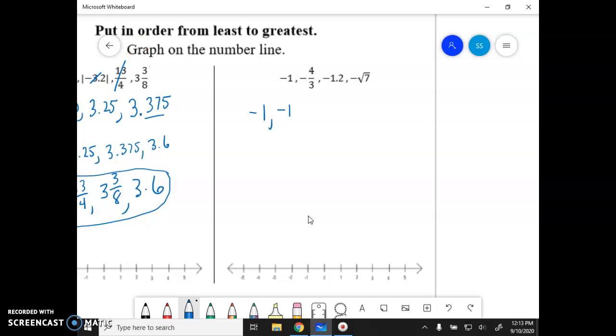So we get 1.33, and the 3 is repeating, so I'll just put the line over top. And negative 1.2, that's already a decimal, so that's good. And for this one here, we just need to figure out what the square root of 7 is. So remember, we hit our secondary function, and it's the x squared button, which is how we get that little square root symbol.